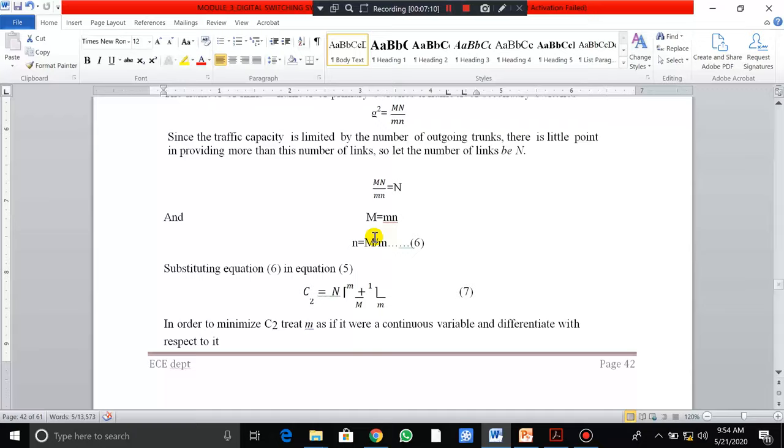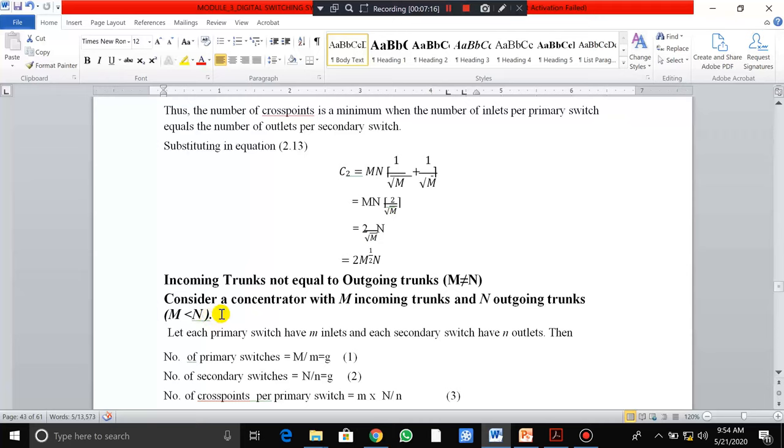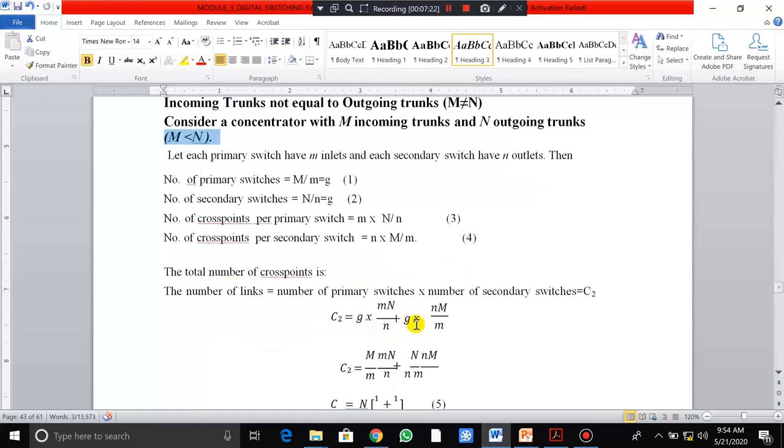So next, this is the condition when m is less than n. Same condition, m is less than n. These conditions are the same, only the equation is different.